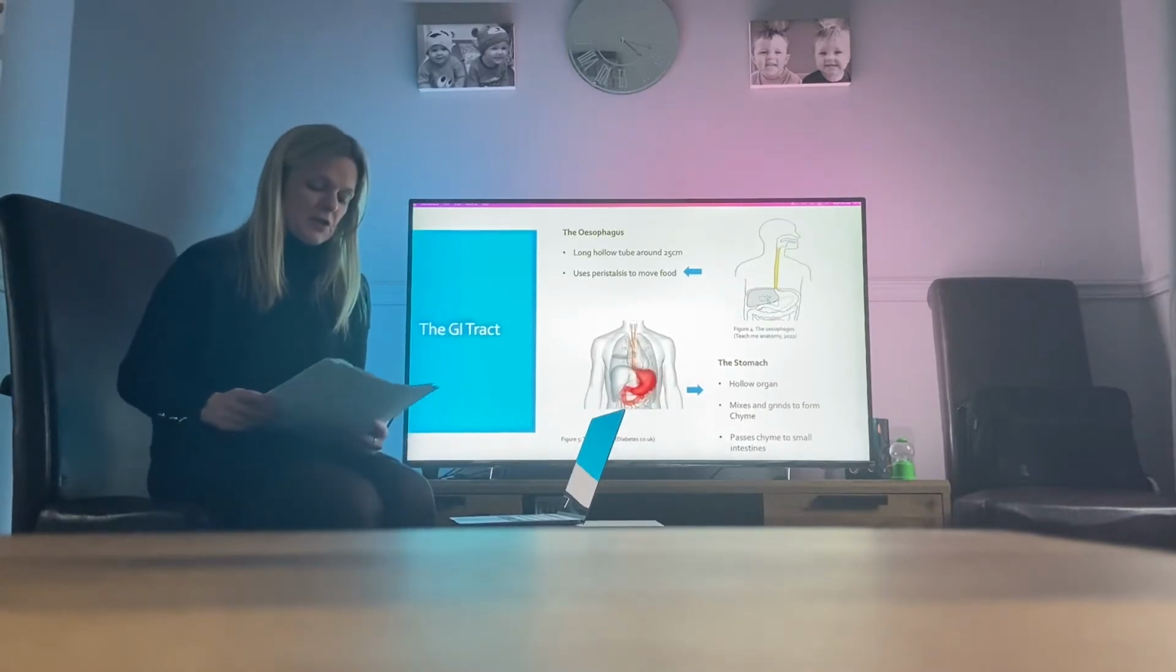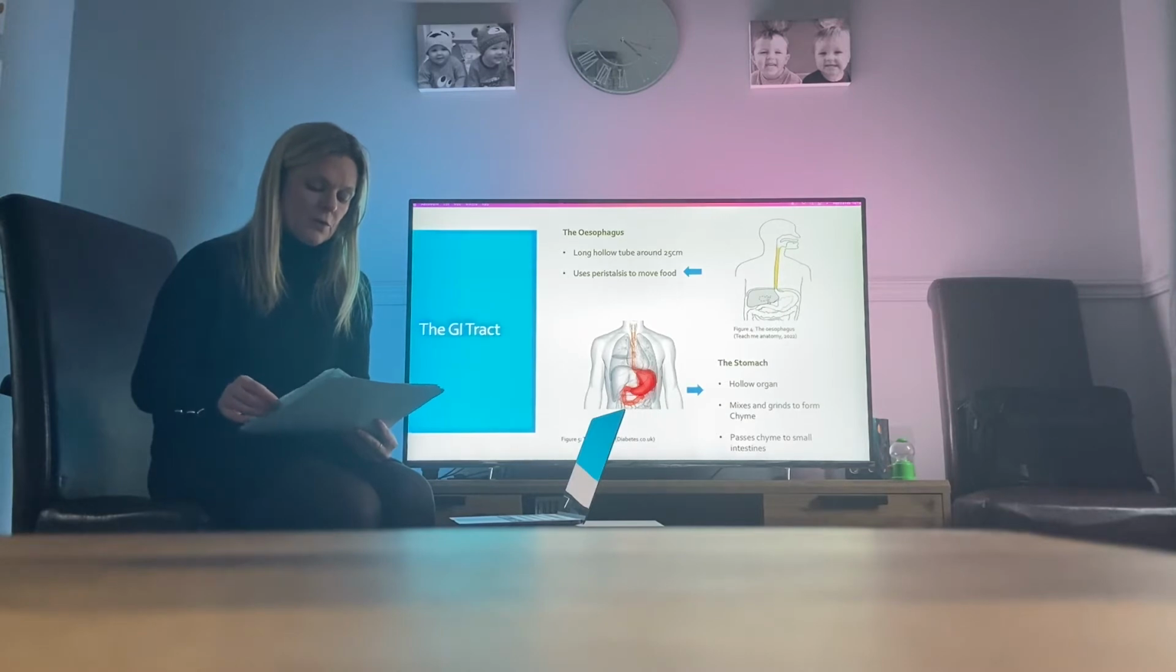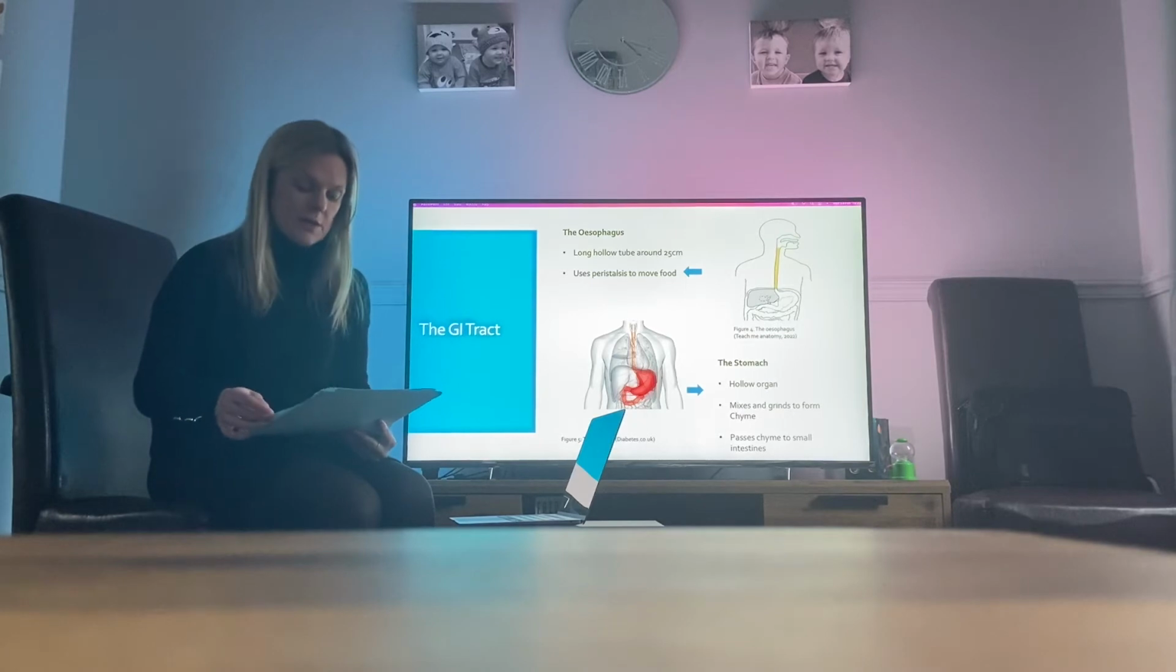The esophagus is a tube that carries food from your throat to your stomach. It uses peristalsis, which is the involuntary constriction and relaxation of muscles, to push food down into the stomach. The food is then received by the stomach, and there is a circular muscle called a sphincter at the bottom of the esophagus to stop the food going back up from the stomach once it has entered.